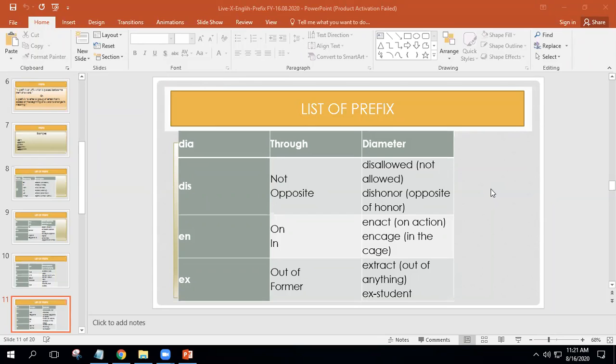Next, ex means out of or former. So for meaning out of, we can tell extract. That means out of anything. Extract something from here, that means bring something out of this thing. And the next example is ex-student. You can also say ex-student, where ex means former.